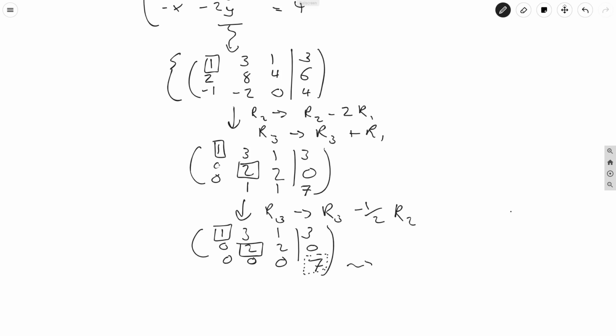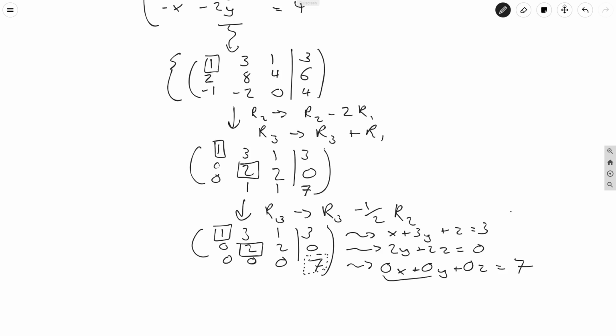I'll just make a little note there. This is actually saying, remember we can always turn the matrix back into equations. The first row becomes x plus 3y plus z is equal to 3. The second row is 2y plus 2z is equal to 0. And this last one says 0x plus 0y plus 0z is equal to 7. But this expression is equal to 0 for all x, y, and z, so therefore there can't be any solutions to our system of linear equations.